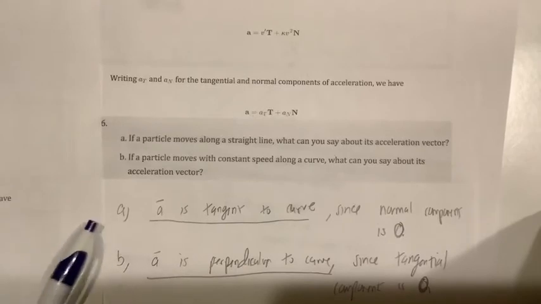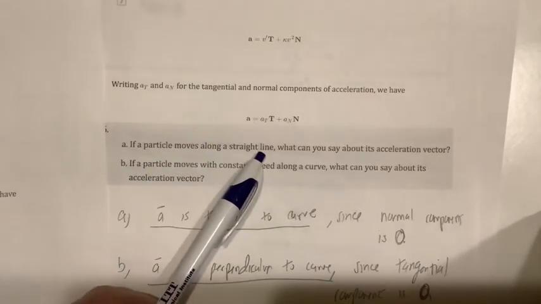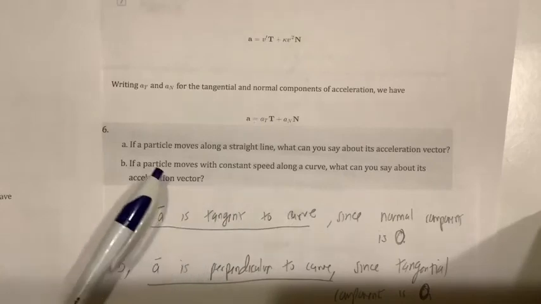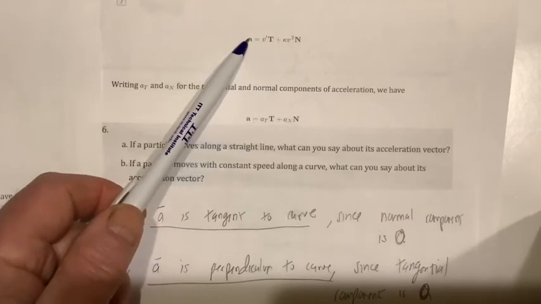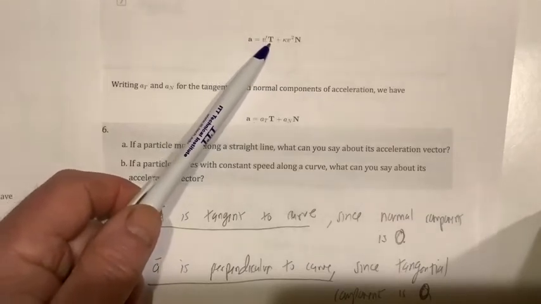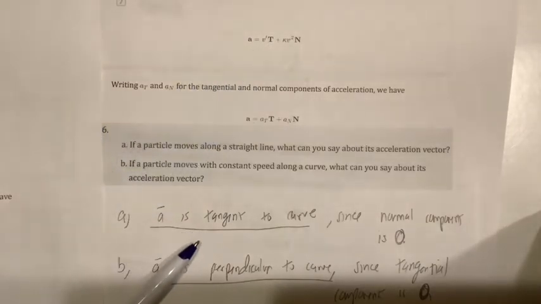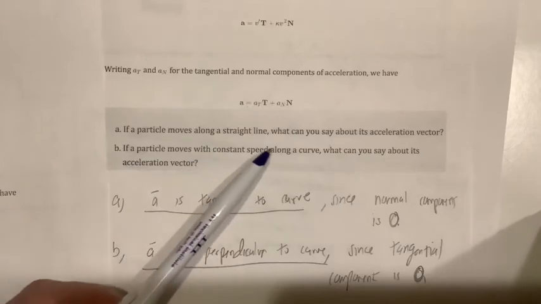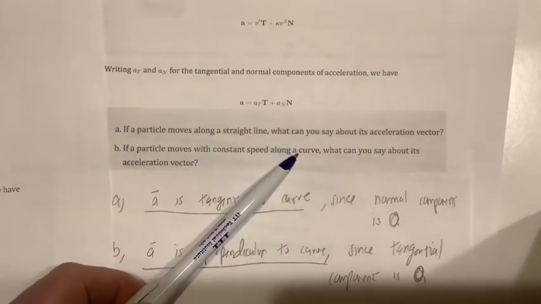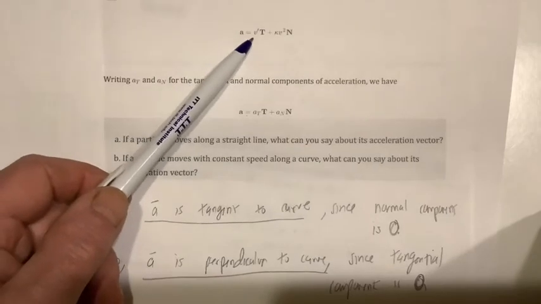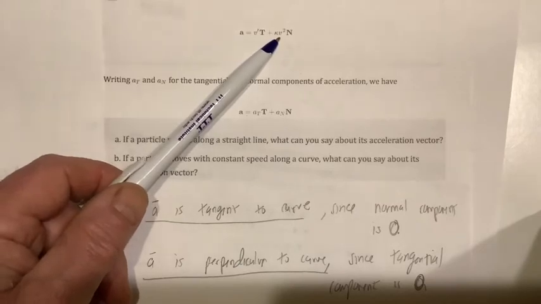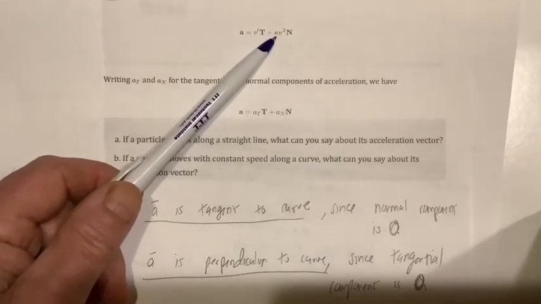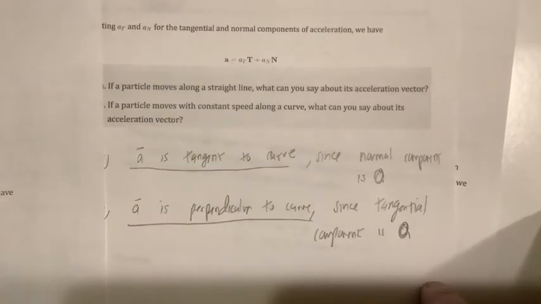Now, an interesting question here is, if a particle moves along a straight line, what can you say about the acceleration? Well, if it moves along a straight line, isn't the curvature zero? So that means that the acceleration vector is tangent to the curve, right? And if the particle is moving with constant speed, if the speed doesn't change, what can you say? Well, if the speed doesn't change, then the derivative of the speed is zero. So that would mean that the acceleration would be pointed inward, along the unit normal vector. That's what I wanted to show.